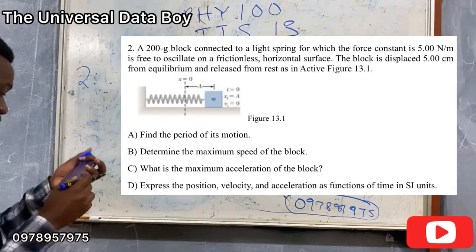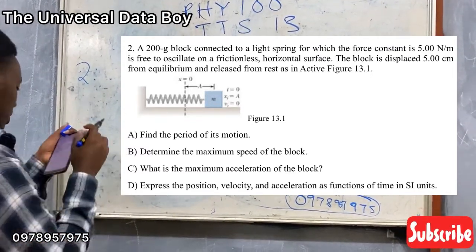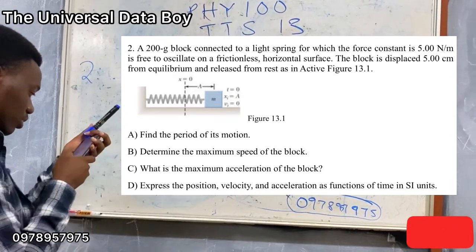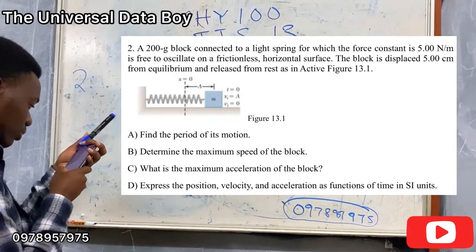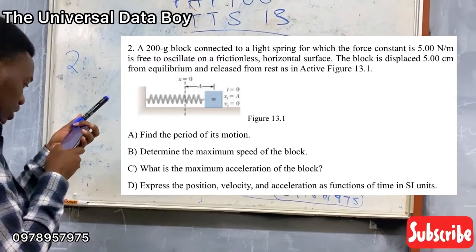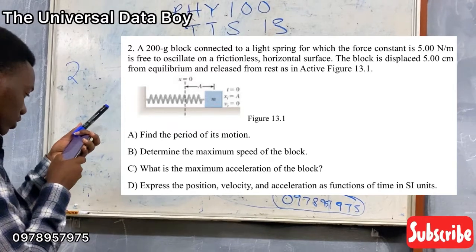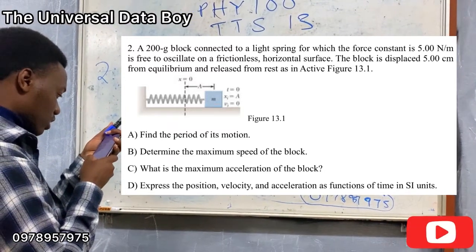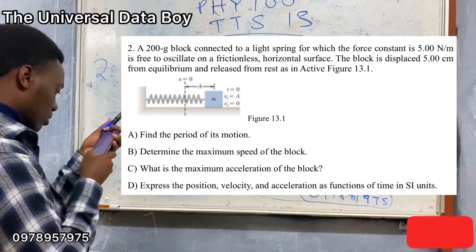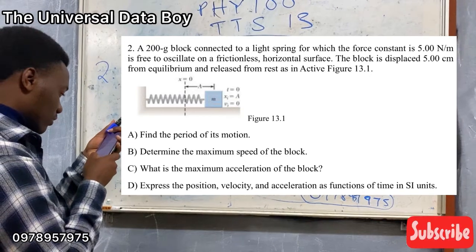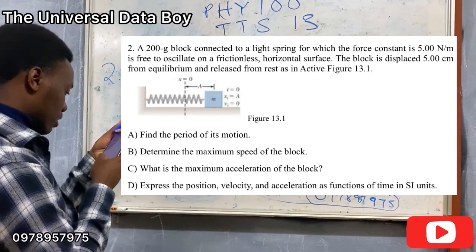So now, question 2. It reads: a 2-gram block connected to a light spring for which the force constant is 5.0 newtons is free to oscillate on a frictionless horizontal surface. The block is displaced 5.0 centimeters from the equilibrium and released from rest as in active figure 18.1. Find the period of its motion.